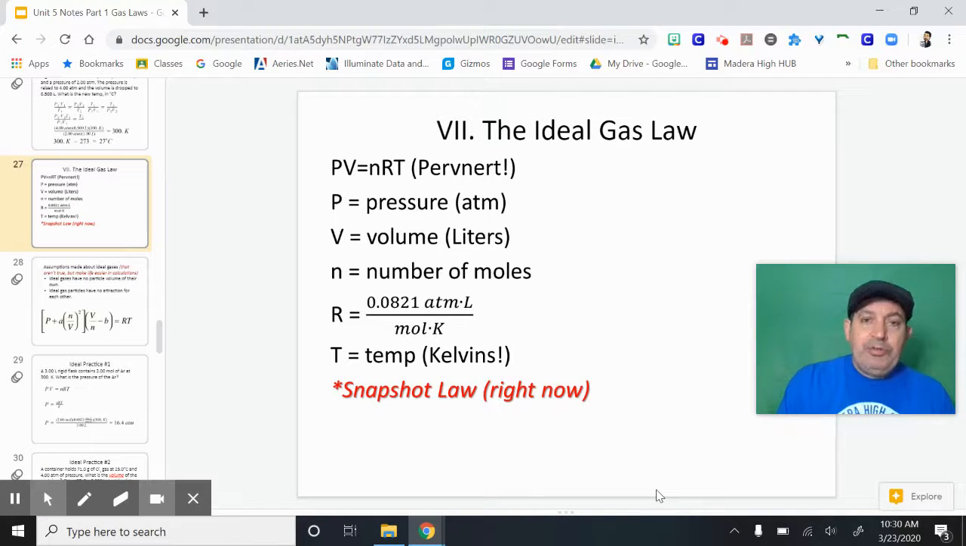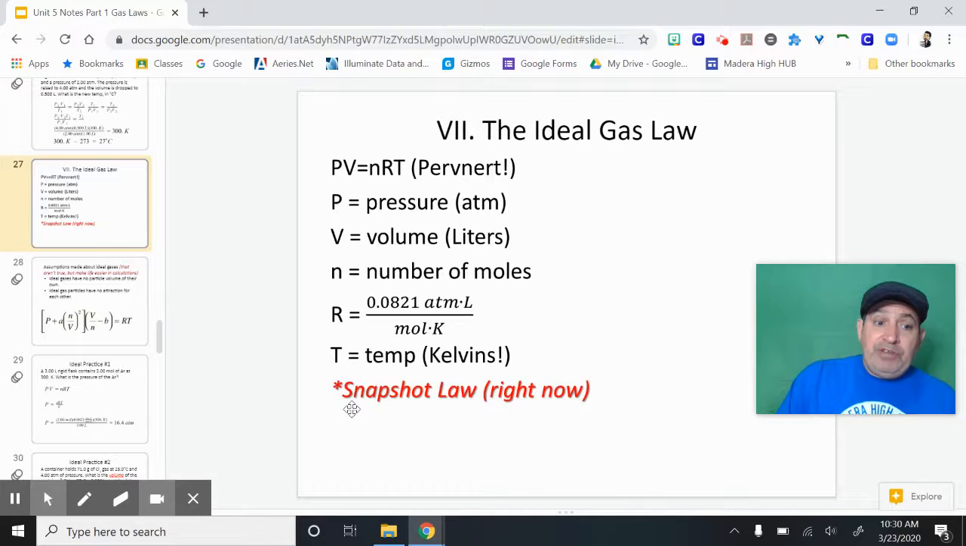So we're gonna do a quick little tutorial on how to solve problems with the ideal gas law, what it is, that kind of stuff. And then we'll be meeting on Zoom at 1 o'clock Tuesday and Thursday to go over some more practice with you guys if you need it, and I'll take questions and things like that.